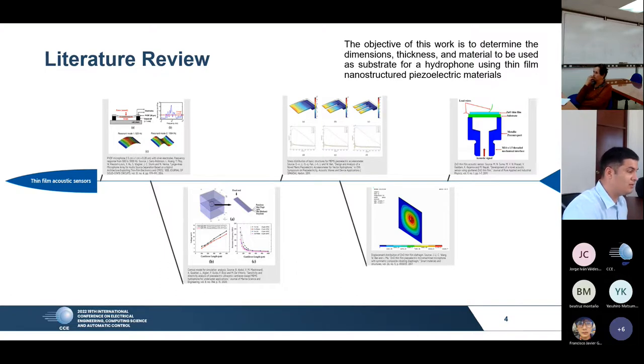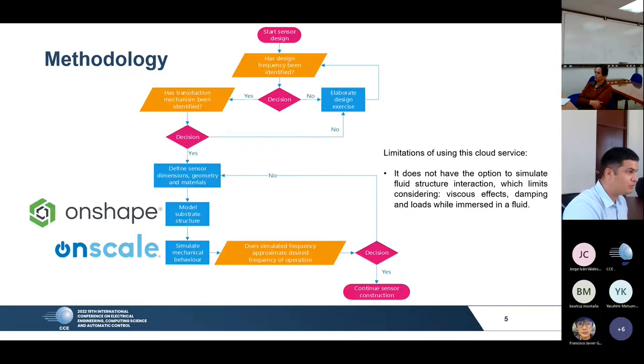So we were able to identify that by simulating the substrate of the material that we want to use, we can obtain at what frequencies the sensor will work. In this case, we are presenting five references that did this kind of analysis in order to understand how the substrate changes the frequency of the sensor in order to be more sensitive at that particular frequency.